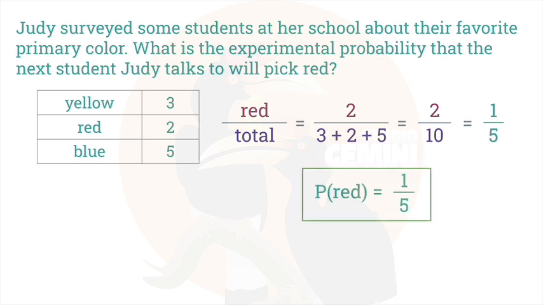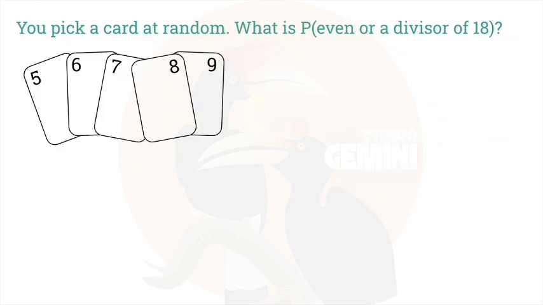Let's do one more example on experimental probability. You pick a card at random. What is the probability that the card is even or a divisor of 18? So first, we need to find how many ways there are to draw an even number. Well, you can draw a 6 or 8, so there are 2 ways. Now, how many ways are there to draw a divisor of 18? You could draw a 6 or a 9, so there are also 2 ways.